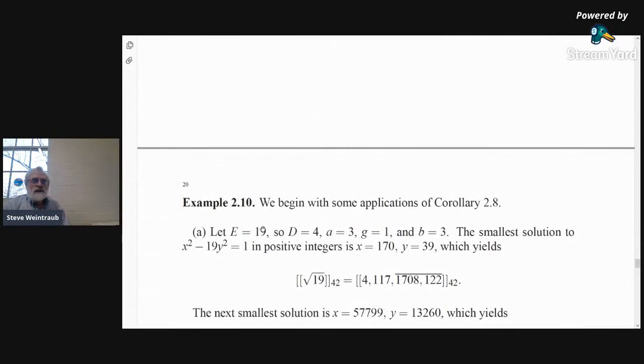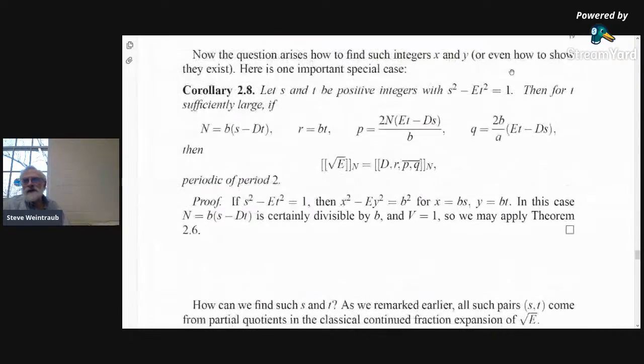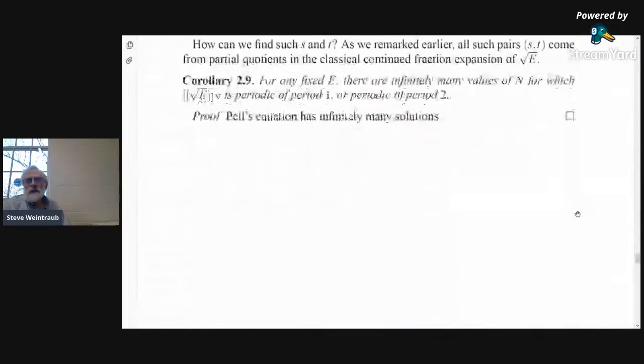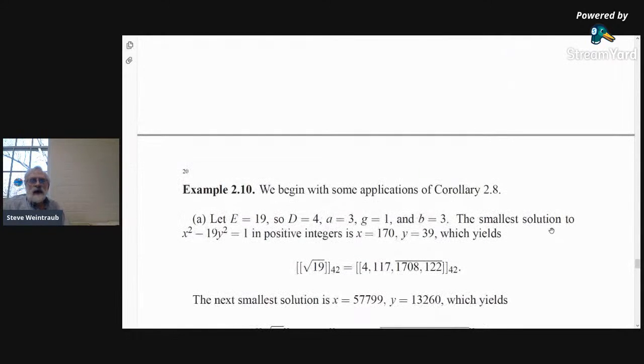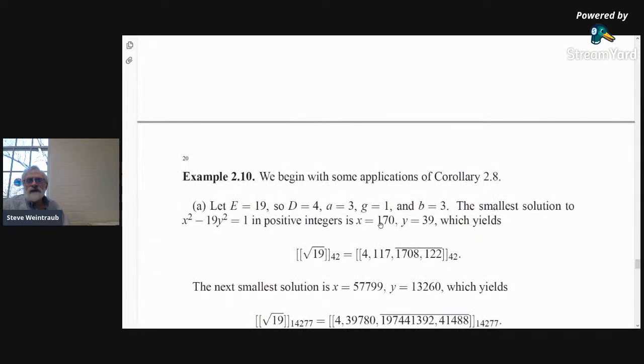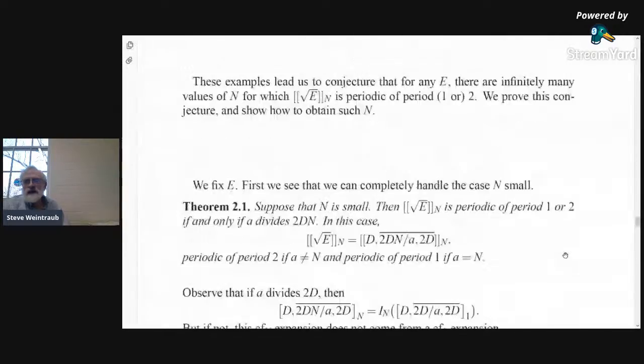So let's go with n equals 19, and we're going to start with examples that we get from Pell's equation, okay? The first non-trivial solution of Pell's equation was x equals 170, y equals 39. Remember, I showed you this page with all the solutions way back up here. Let's see if I can find it again.